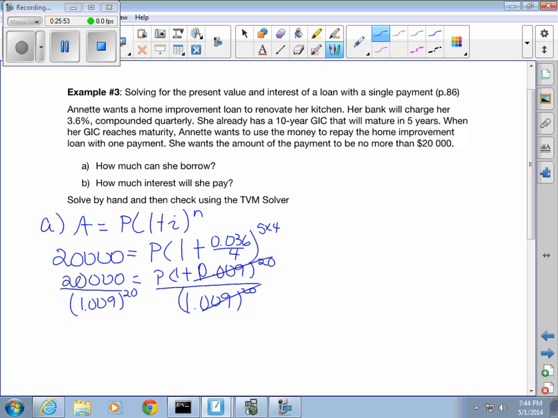So when you do that on your calculator, you have $16,718.86 equals the principal. So that's how much she would need to borrow so that using her GIC, she won't have to pay more than that $20,000. So B says, how much interest will she pay?